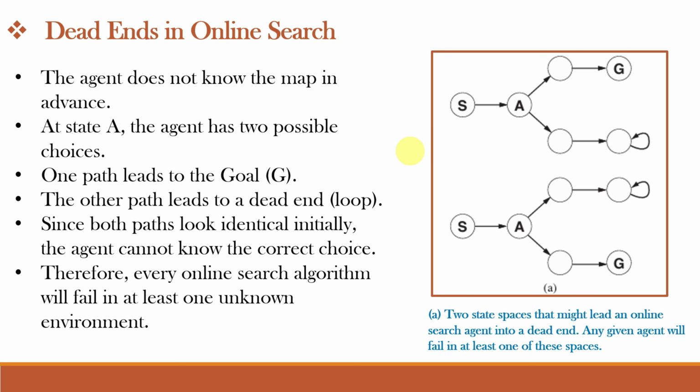Why? Suppose the agent always chooses the upper branch, so it will fail here. And if it always chooses the lower branch, then it will fail here. Therefore, any fixed decision rule fails in at least one of these two environments, and this is one of the fundamental limitations of online search.